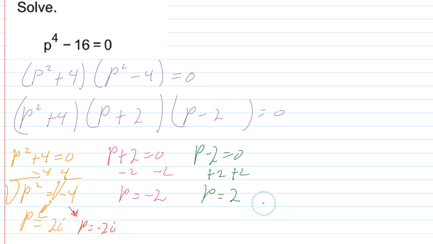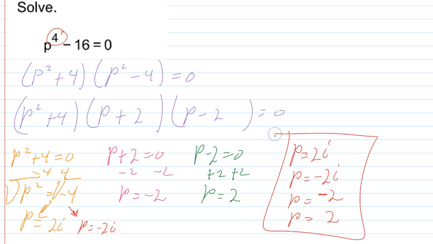So I have 4 answers for this problem, which should make sense since it was p to the 4th power. My 4 answers will be p is equal to 2i, negative 2i, negative 2, and 2.